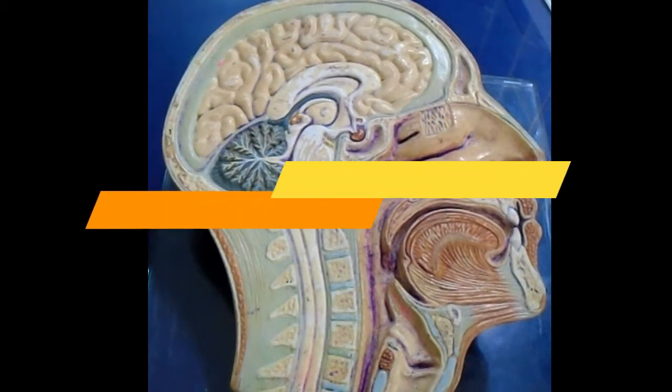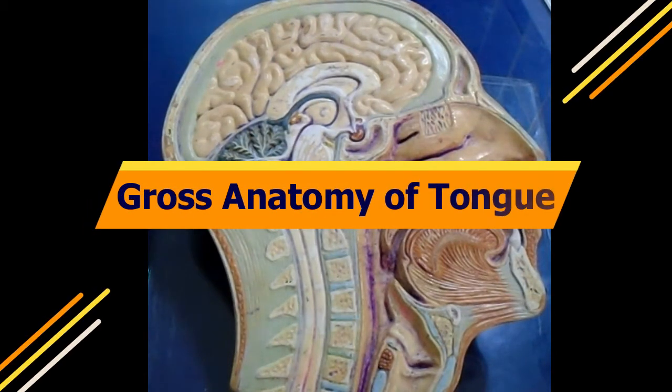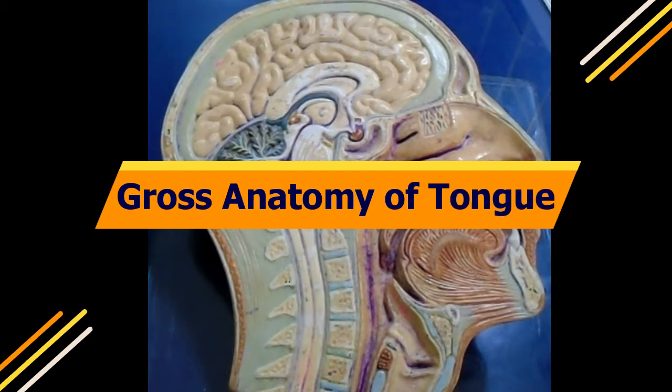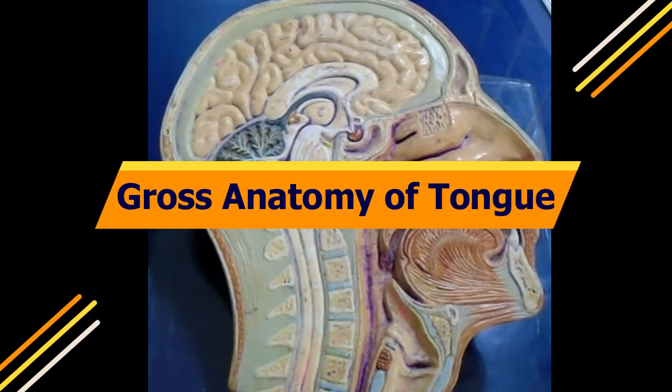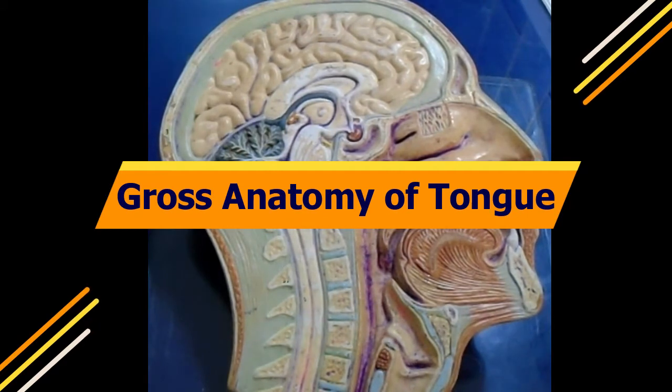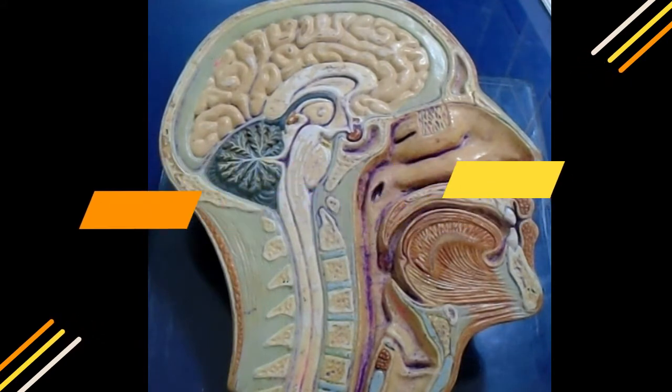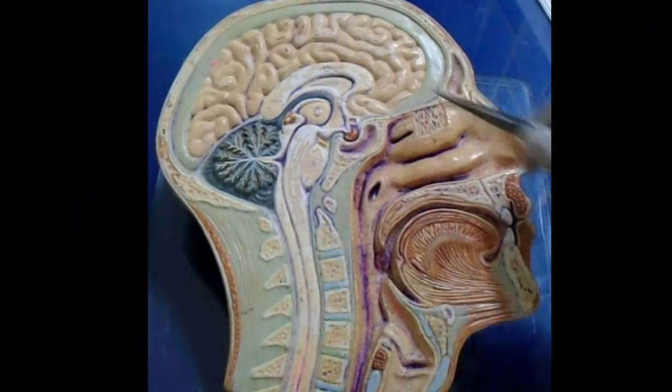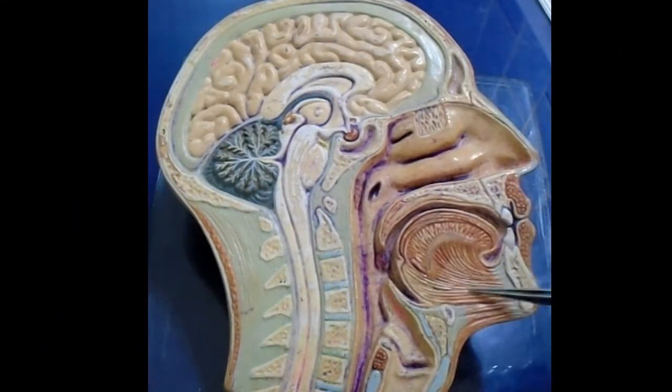My dear students, today we are going to learn about the gross anatomy of the tongue. At first, I will show you the tongue in the hemisection and then I will show you the viscera. And when needed, I can show the different surfaces of the tongue in my own body. Okay, let's start. Here in this hemisection, this is the tongue.